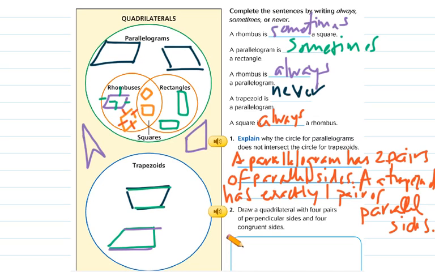Next, it says draw a quadrilateral with 4 pairs of perpendicular sides and 4 congruent sides. Boys and girls, I want you to refer to this diagram and this that we used, and I want you to try to attempt to draw your own quadrilateral with 4 pairs of perpendicular sides and 4 congruent sides.